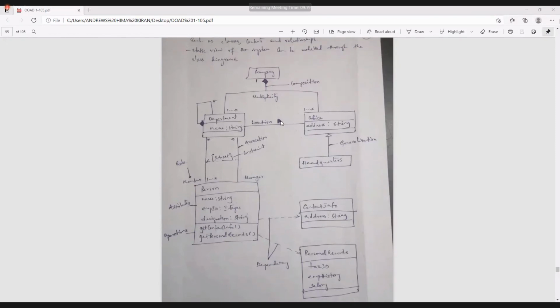This is called navigation. This shaded triangle is called navigation, which indicates direction. And one self loop exists for department. If you see there, one self loop exists.